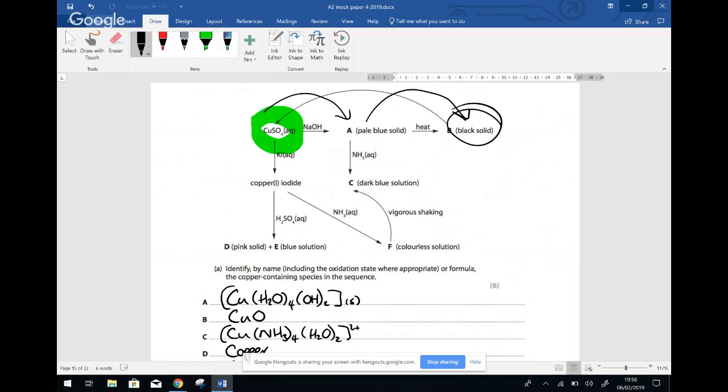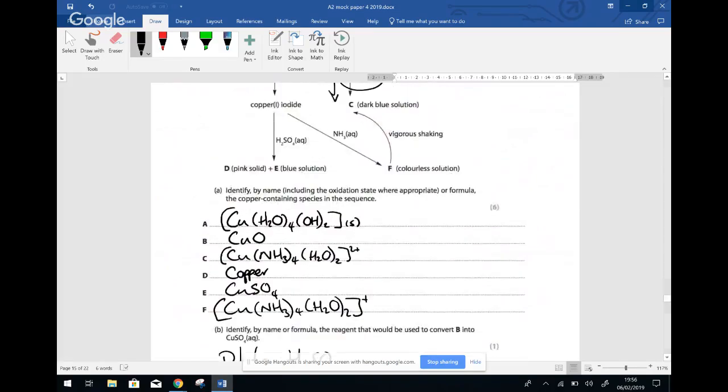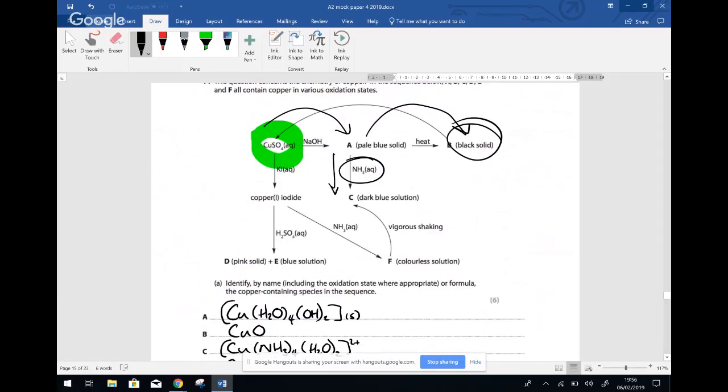Next, he takes A and he adds dilute ammonia and forms a dark blue solution. There's my tetraamine diaqua copper 2 complex. Next one. Then I take copper iodide and I add sulfuric acid. That's copper 1, guys. That's important. Copper 1 oxide is really rare. It's also white. And I heat, they've added sulfuric acid, and I formed a pink solid, and there's only one pink solid that I can see in that diagram, and that's copper metal.